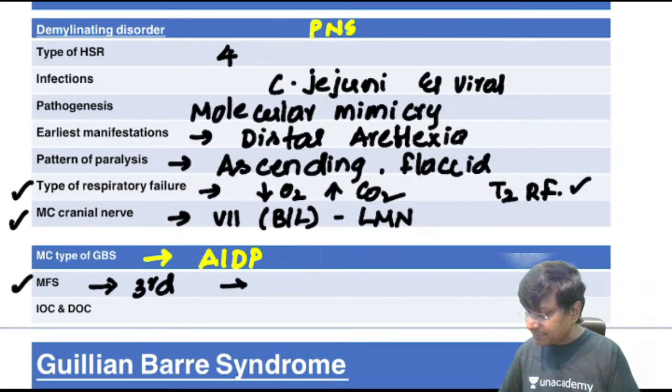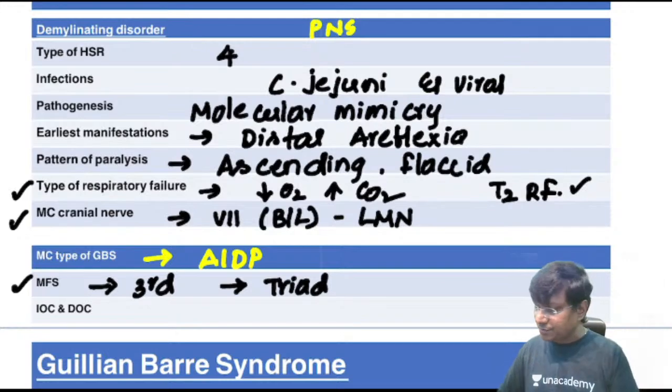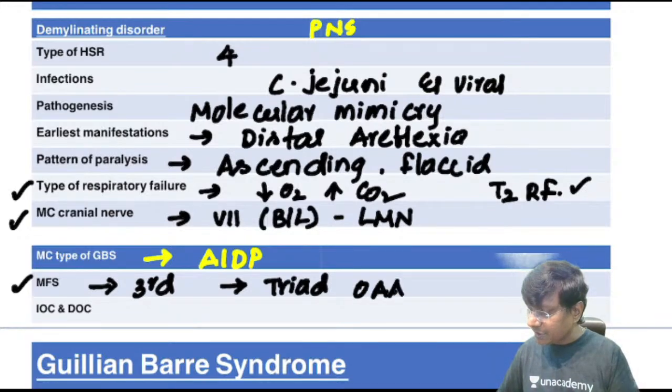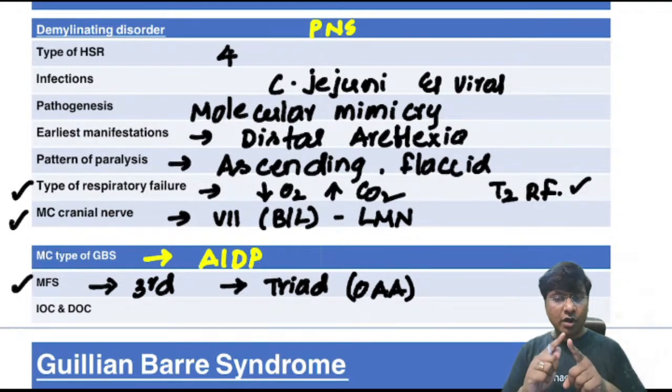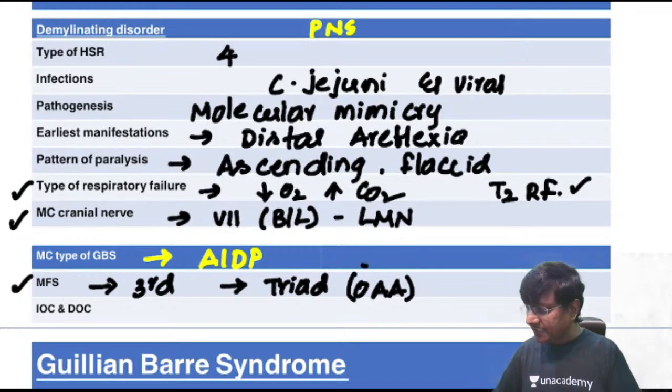And in these patients with Miller-Fisher syndrome, you have a triad. So what is the triad? You need to remember this: OAA. What is this OAA? OAA stands for ophthalmoplegia, areflexia, and ataxia. Right? Ophthalmoplegia, areflexia, and then ataxia.